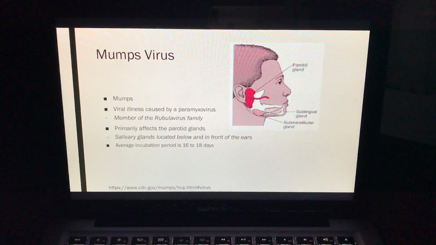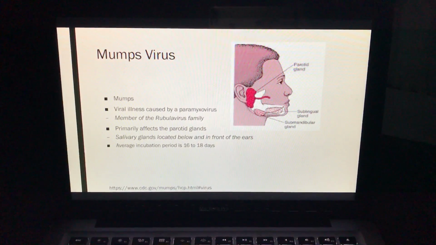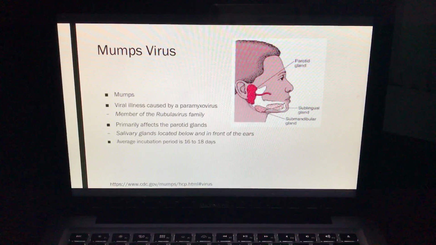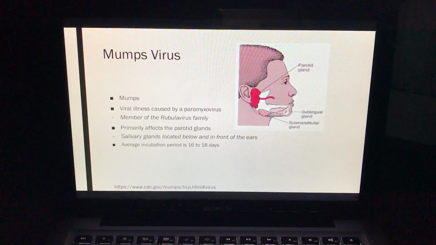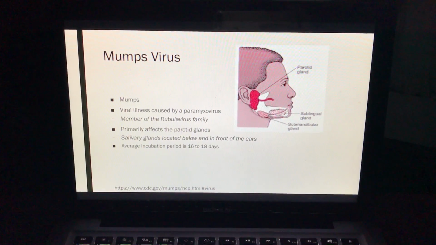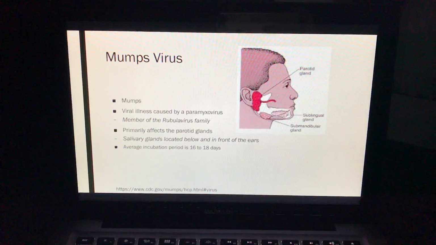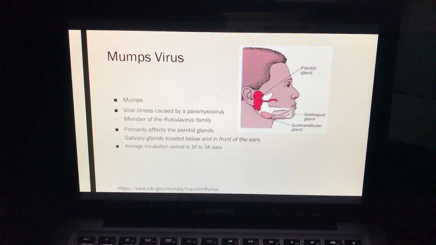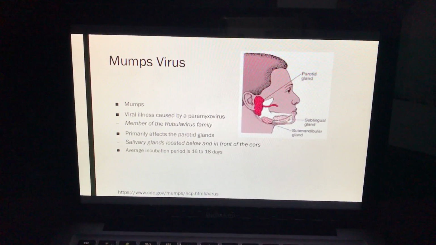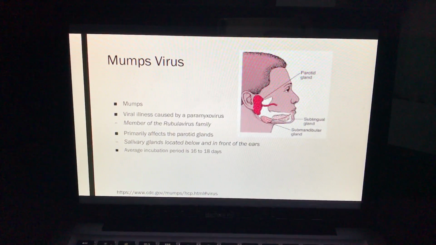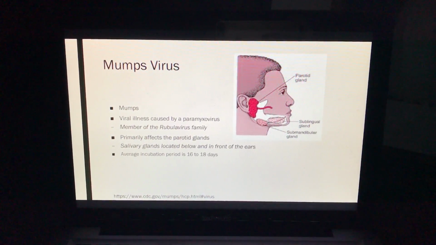The mumps virus is a viral illness that is caused by a paramyxovirus. It's a member of the rubeolovirus family, and it primarily affects the parotid glands. As you can see from that photo, the parotid glands are the salivary glands that are located below and right in front of your ears. The average incubation period for the mumps virus is anywhere between 16 to 18 days.